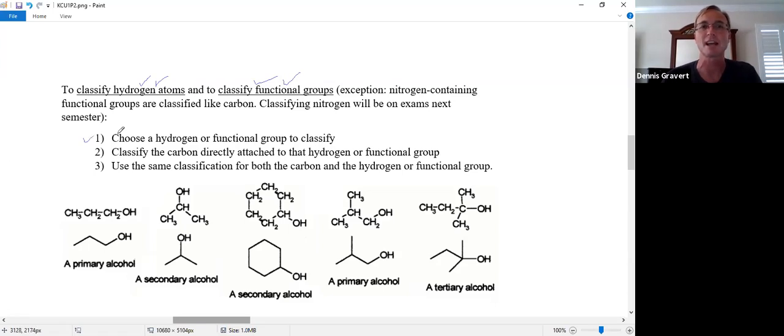Step 1 for classifying hydrogen, go find one. Okay, I'm gonna pick this one. One of those 3. What do? Classify the attached carbon. How'd you do that? Find carbon, just did it. How many bonds? 4 bonds. Where are they attached? For this carbon, 3 of the bonds are to H, skip them. The 4th one's connected to this carbon over here, that's 1. So this carbon is a 1st degree carbon, a primary carbon. What do you do with that? You use the same classification. These hydrogens are also primary hydrogens.